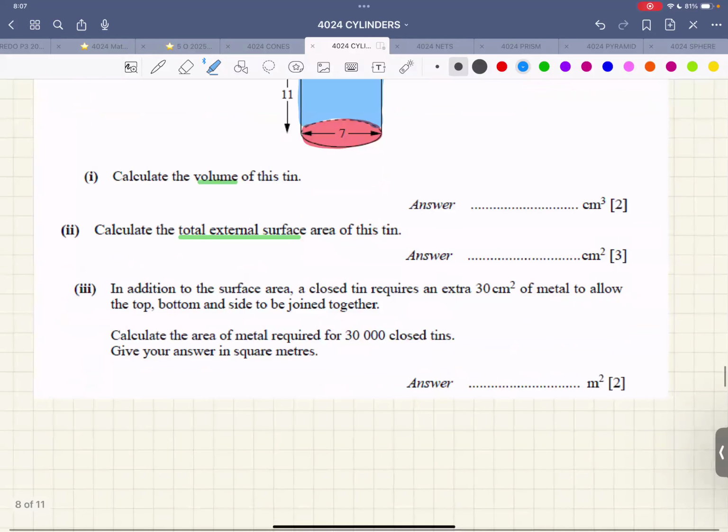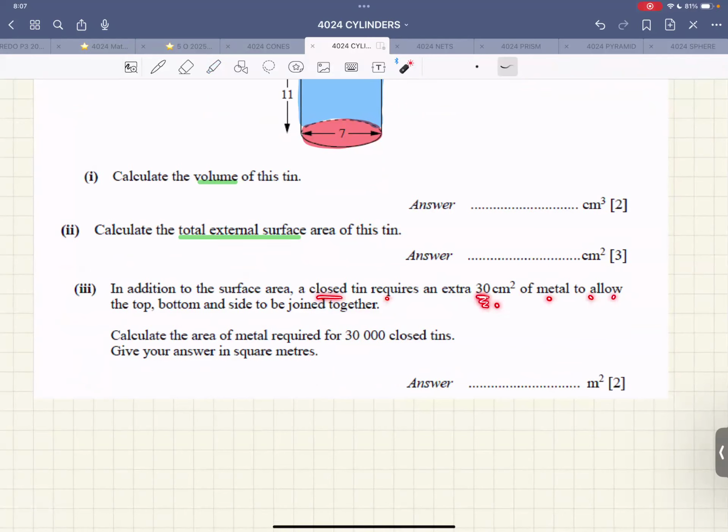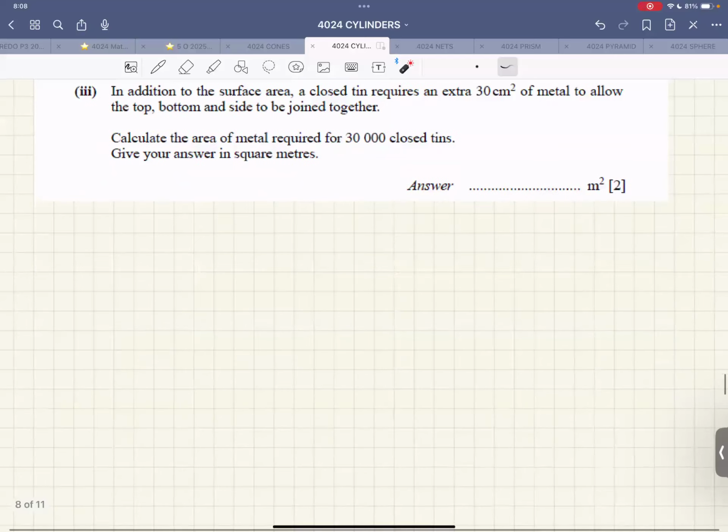In addition to the surface area, a closed tin requires an extra 30 centimeter cube of metal to allow the top, bottom, and side to be joined together. That is the use of welding. Calculate the area of metal required for 30,000 closed tins. So just add this thing over here, centimeter cube, multiply with 30,000, and then convert it into square meters.